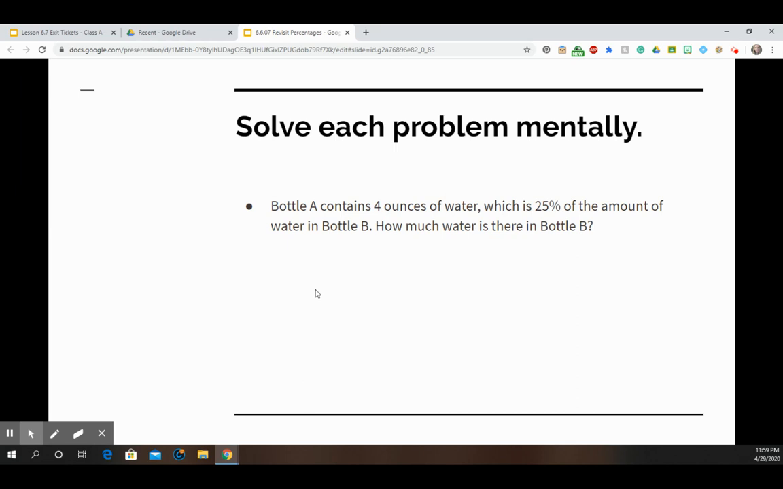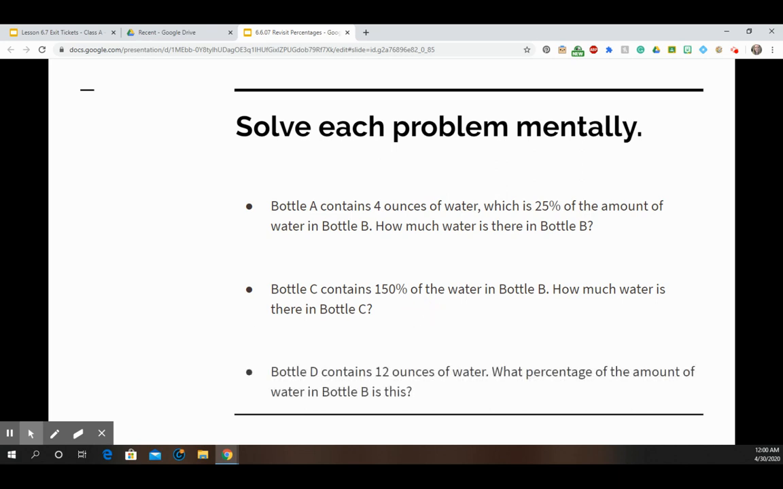Bottle A contains 4 ounces of water, which is 25% of the amount of water in bottle B. How much water is there in bottle B? Bottle C contains 150% of the water in bottle B. How much water is there in bottle C? Bottle D contains 12 ounces of water. What percentage of the amount of water in bottle B is this? So go ahead and pause the video. Try and solve these on your own mentally as best you can. And then we'll go over it.